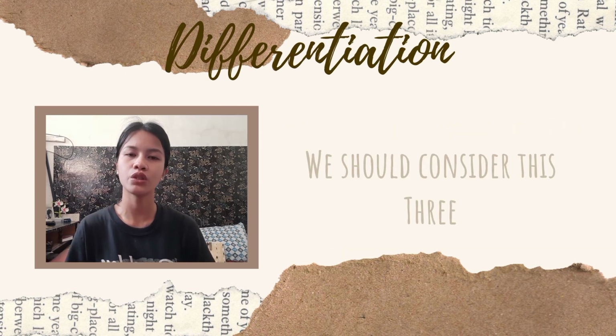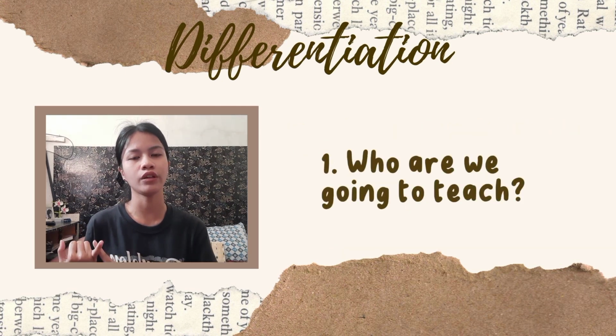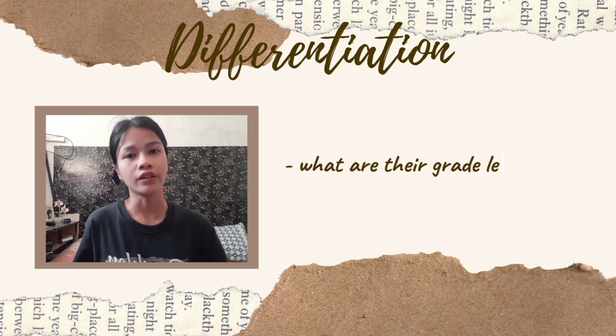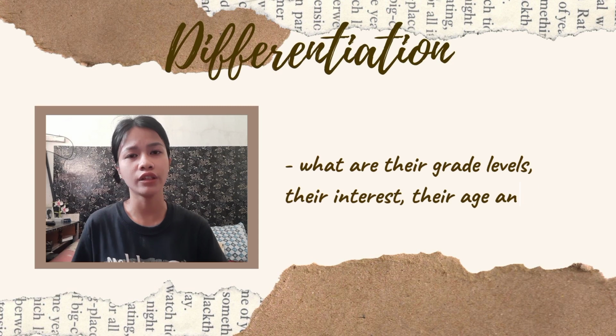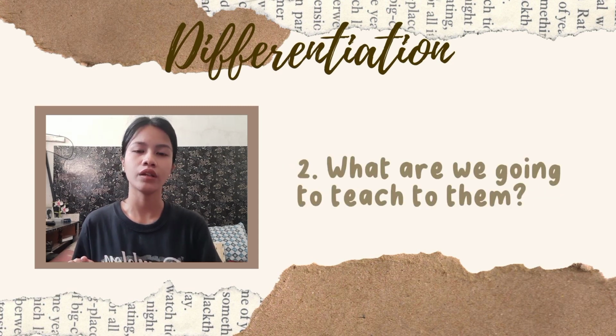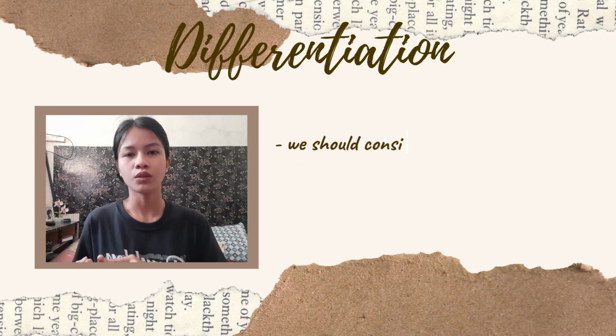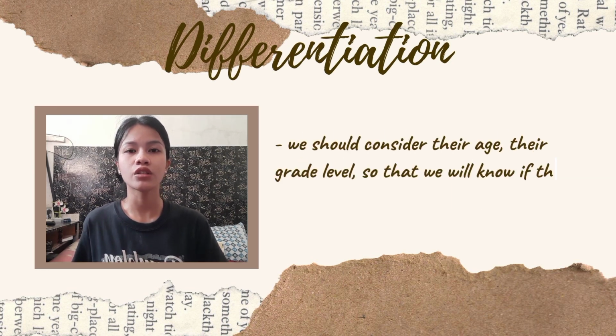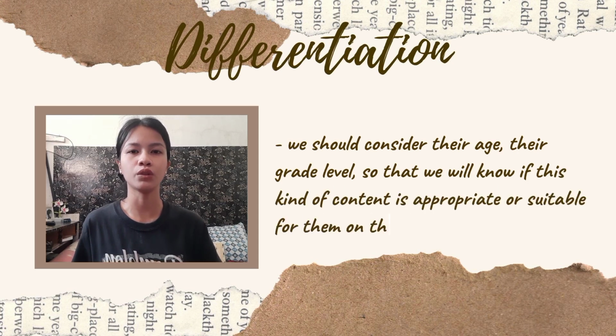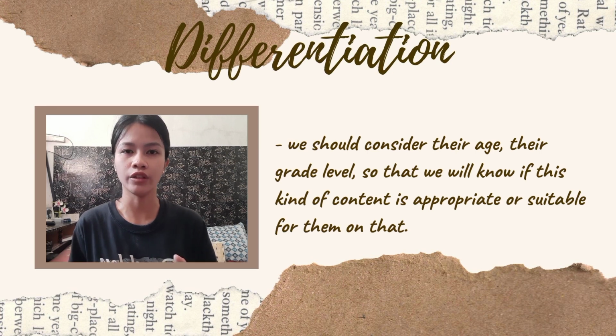Through differentiation, we should consider these three. The first one is who are we going to teach? What are their grade levels, their interest, their age, and etc. The second one is what are we going to teach to them? We should consider their age, their grade level, so that we will know if this kind of content is appropriate or suitable for them or not.